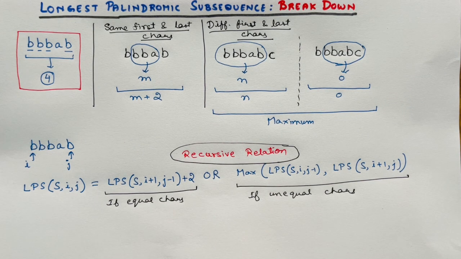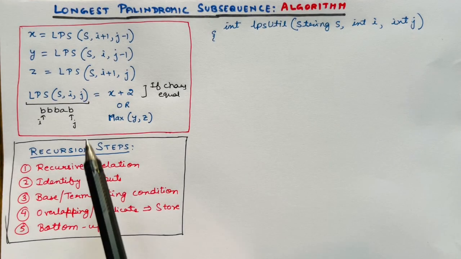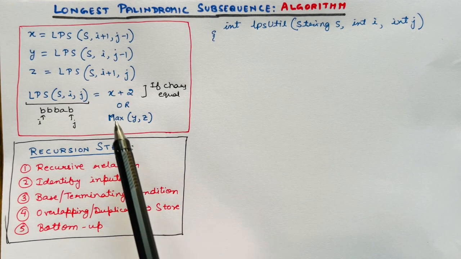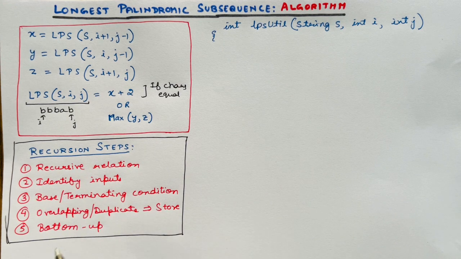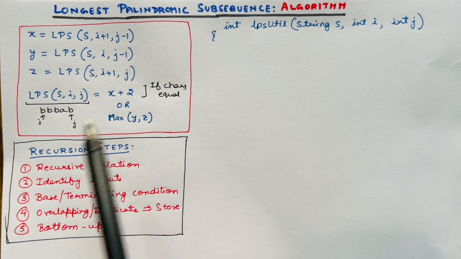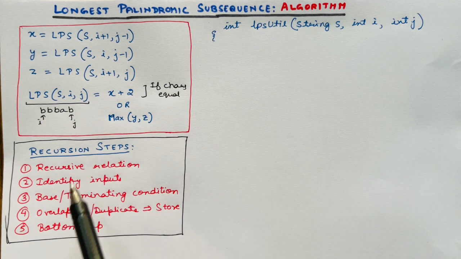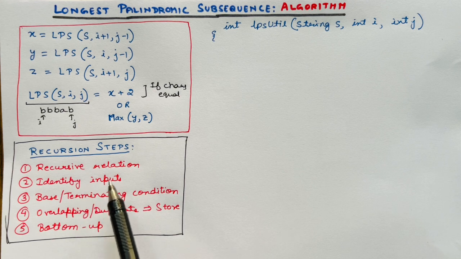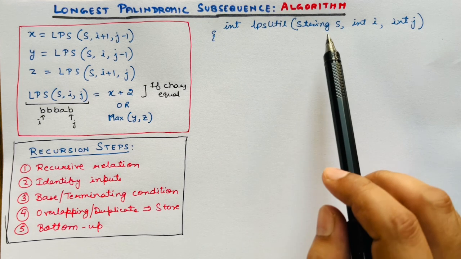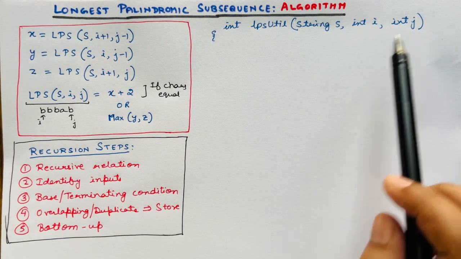With this recursive relation in mind, let us now try to write the algorithm for the problem. So this is our recursive relation that we have derived in the previous step. With this, we have completed the first step of solving any recursion problem. We have the recursive relation. We have also identified the inputs that will go into the recursive method. The inputs are string s, int i, and int j.